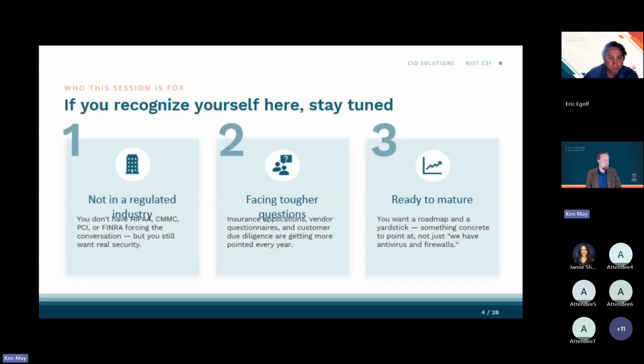So you're not in a regulated industry, so you don't have all these compliance regulations hanging over your head, but you still want real security. You want something objective. You want something standardized that you can hold up and say, yeah, we're following best practices here.